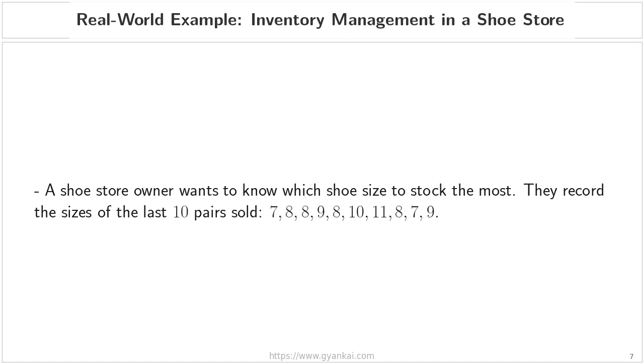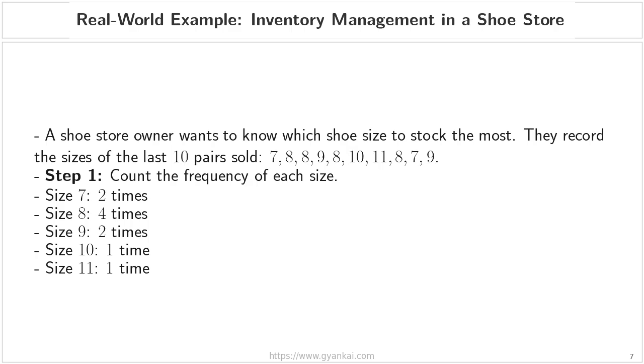To figure this out, they look at the sales records for the last 10 pairs of shoes sold, and the sizes recorded are 7, 8, 8, 9, 8, 10, 11, 8, 7, and 9. To find our measure of central tendency here, we follow a simple two-step process. First, we need to perform a frequency count. Let's go through the list. Size 7 appears 2 times, size 8 appears 4 times, size 9 appears 2 times, size 10 appears 1 time, and finally, size 11 appears 1 time.